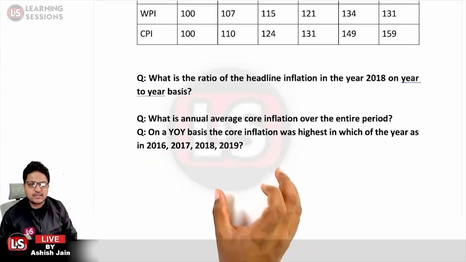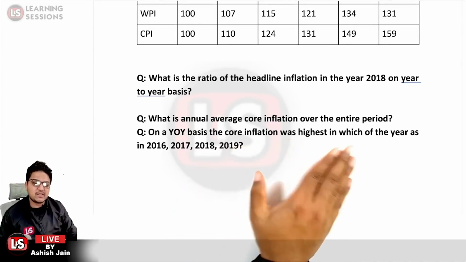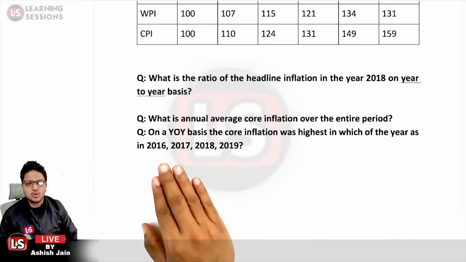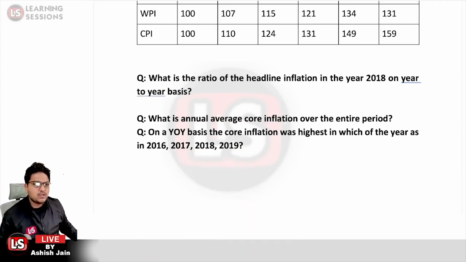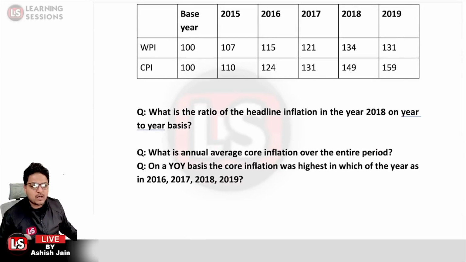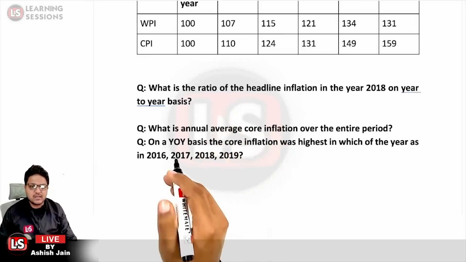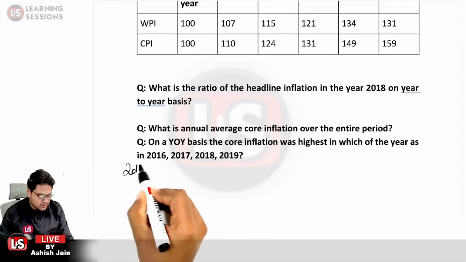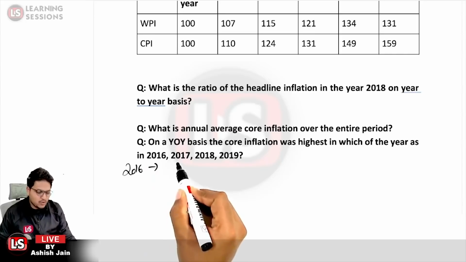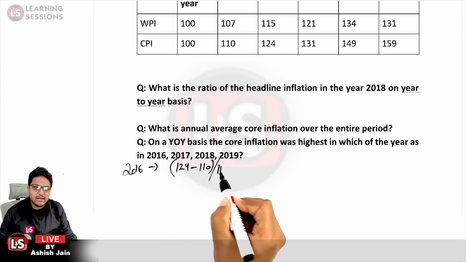And in the last question, it is said that on a year to year basis, the core inflation was highest in which of the years: 2016, 17, 18 and 19. For that purpose, I just told you how we can calculate on a year on year basis. If we want to calculate it for 2016, we will be taking the last year, that will be equal to 124 minus 110 divided by 110.